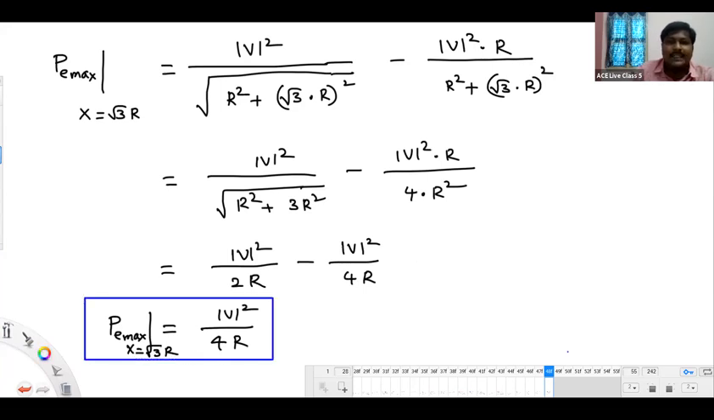Expression for the maximized PE maximum. That's what I am substituting, right? Shreya, first we calculated the condition for maximized PE maximum. After that, you have to calculate that number, right? You write here: value of maximized PE. Simple. In the PE max equation, substitute x equals root 3r. This is the final maximized power we are going to get.